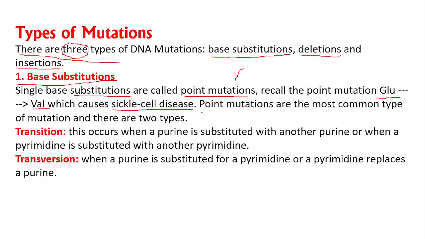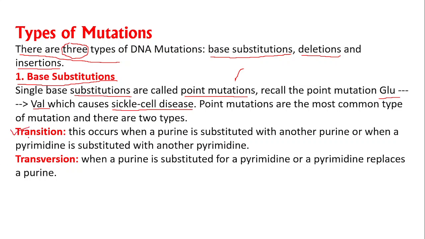Next, see one important point. Point mutations are the most common type of mutations, and there are two types of point mutations. Or else, base substitution mutations are of two types. The first one is transition, the second one is transversion. Very important points to be noted here. The first one is transition and the second one is what? Transversion. So coming to the first one, that is transition.